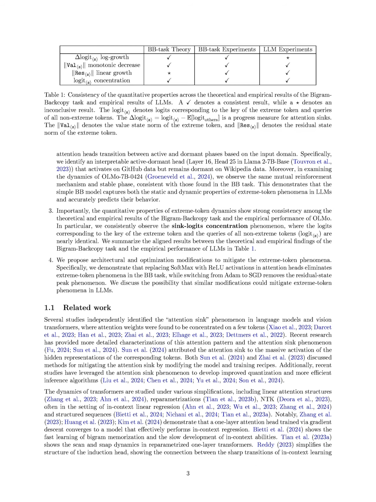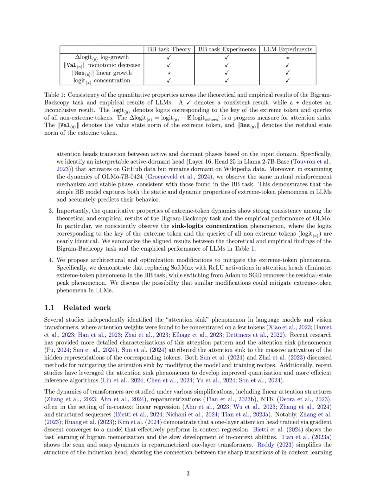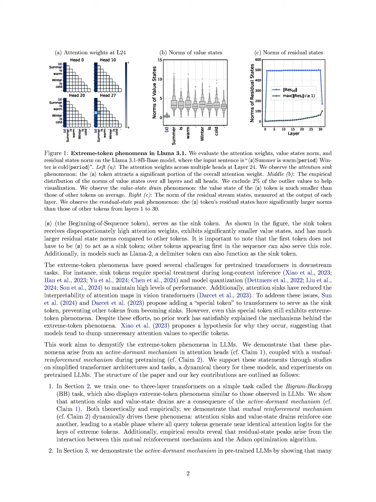By replacing softmax with ReLU activations in attention heads, we disrupt this mutual reinforcement, preventing the dynamics that lead to extreme token phenomena. Practically, this modification has been shown to eliminate attention sinks and value state drains in the bigram backcopy task, allowing for more stable training dynamics without the adverse effects observed in existing methods that rely on softmax. Additionally, switching from the Adam optimization algorithm to SGD further mitigates residual state peaks, enhancing model performance. Overall, our approach offers a more robust framework for addressing these issues, as evidenced by the consistent improvements in training outcomes across various transformer architectures.